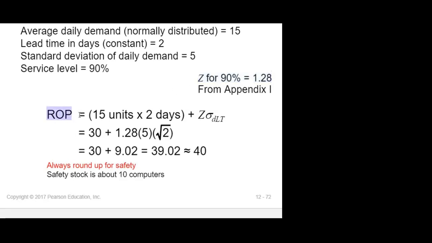ROP will be equal to the average demand times lead time, which is 30, plus the Z value, 1.28, multiplied by 5, the standard deviation, times the square root of lead time, and that is added to your ROP. So ROP plus 9.02 is 39.02, and I told you, it doesn't matter how many decimals are left here, you always round up.